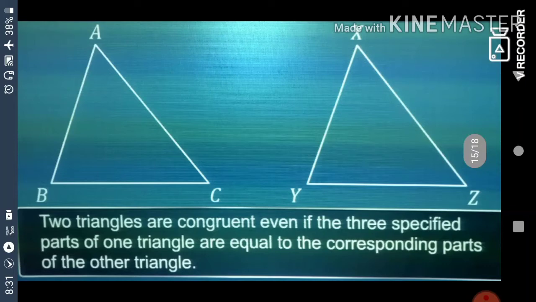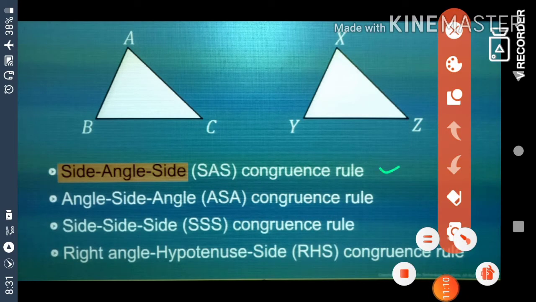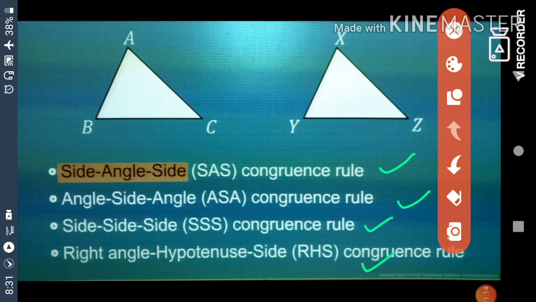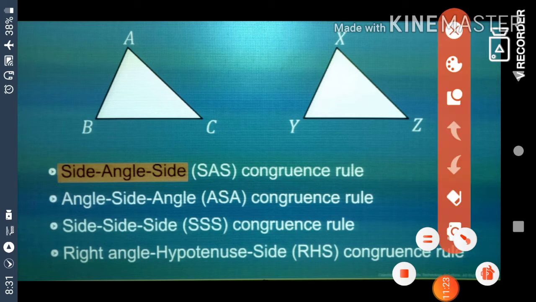Now, two triangles are congruent if three specified parts of one triangle are equal to the corresponding parts of the other triangle. Let's learn this through our congruency rules. So there are 1, 2, 3, 4 congruency rules. These are: side angle side, that is the SAS congruence rule. Then the second is angle side angle.